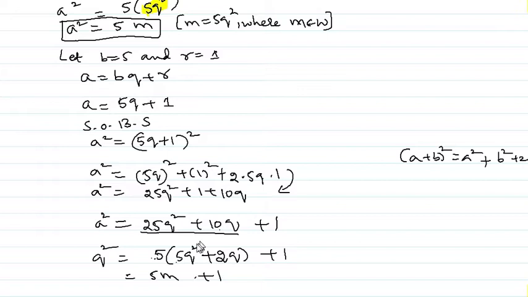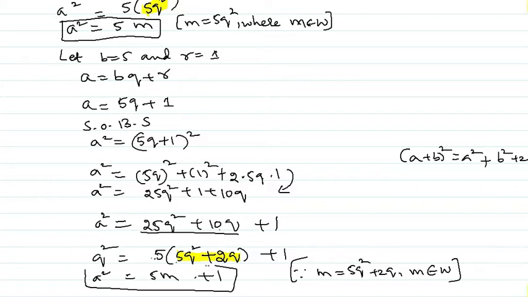Where, what is the m value? See here, this 5q square plus 2q there. So that is the m value now. So where m is equal to 5q square plus 2q and m belongs to whole number. This is a condition. So now we are getting a square is equal to 5m plus 1. So previously we had a square is equal to 5m. Now we got a square is equal to 5m plus 1.